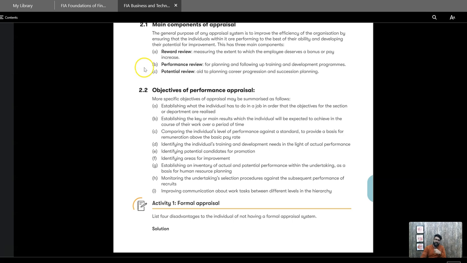Okay, now coming to the objectives of performance appraisal. Objectives of performance appraisal are establishing what the individual has to do in a job in order that the objectives for the section or department are realized.